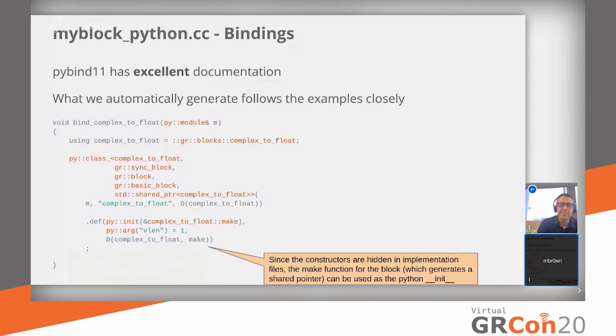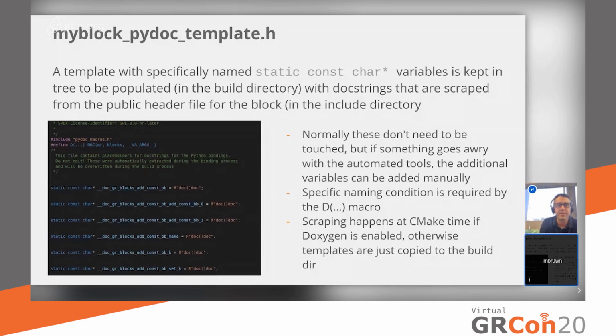And one other nice thing about PyBind11 is that it allows you to put a custom function in as the constructor. So the init function in Python can map to any function in your block. The structure of most blocks has this make function because we hide the private constructor in the implementation classes. Our SWIG files had something similar based on a macro. So there's nothing really that different here.